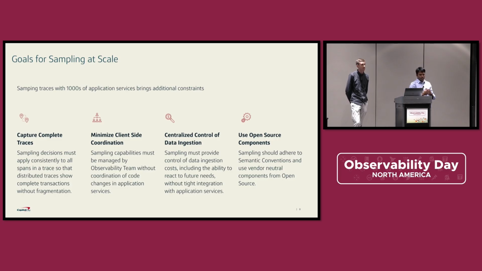And then we are also dealing with hundreds of application teams. We don't want any disruption to the application teams. That means we don't want the sampling decision to be happening on the application side. Means we don't want them to add any configuration on the application side. And also, as we are a central team, we want full control of the data ingestion as well, because in the future, our rates might change, and we might want to change the sampling percentage or sampling rates, or how we want to do the sampling patterns. We want to keep that full control. And at the same time, we also want to use the open source components.